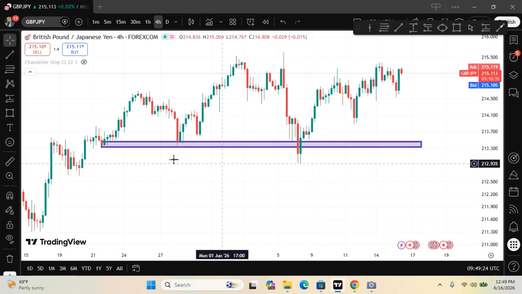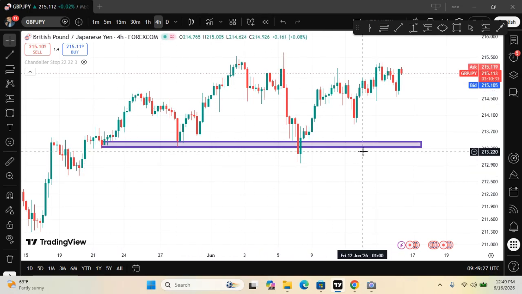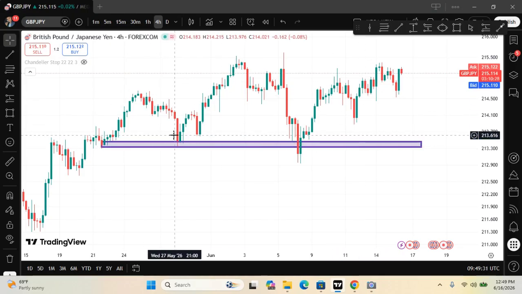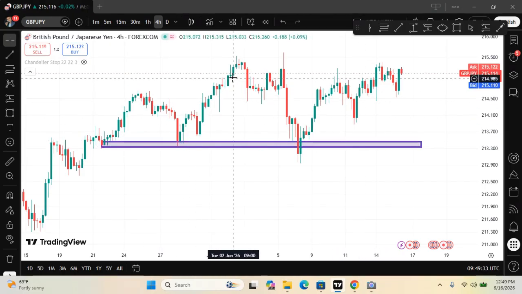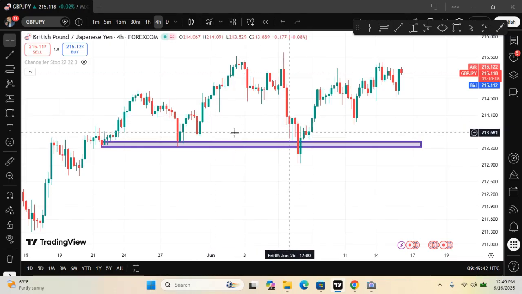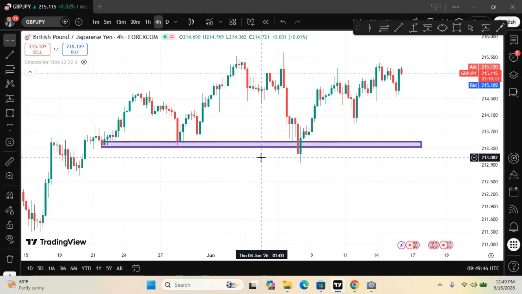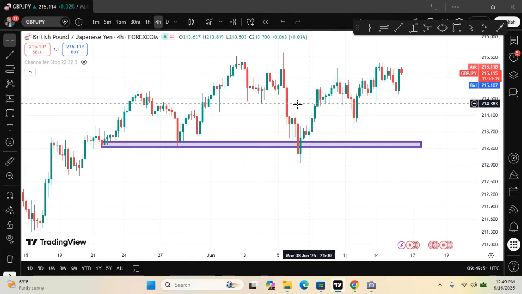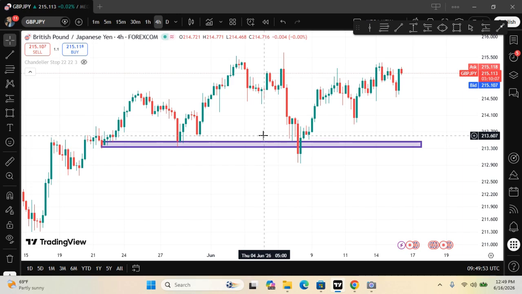This is my support. Price came back to the area and moved back up again. Price came to the area and moved back up again. This tells me buyers are defending this level. So instead of drawing a line, I'm going to draw the rectangle or zone around the candle wicks and the candle bodies. This creates my support zone. Remember, we are marking an area, not an exact price.